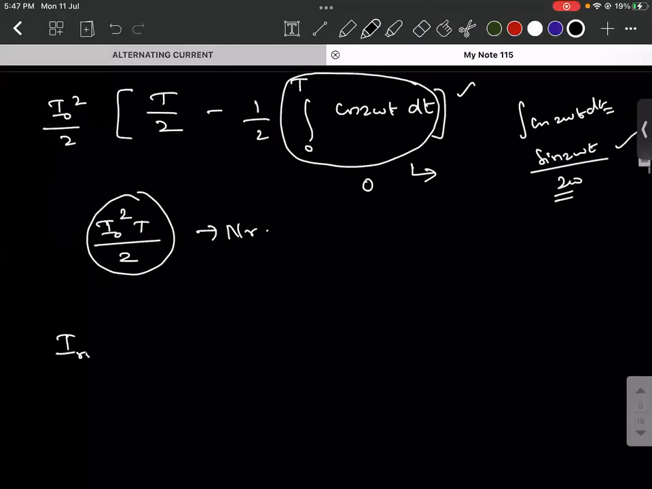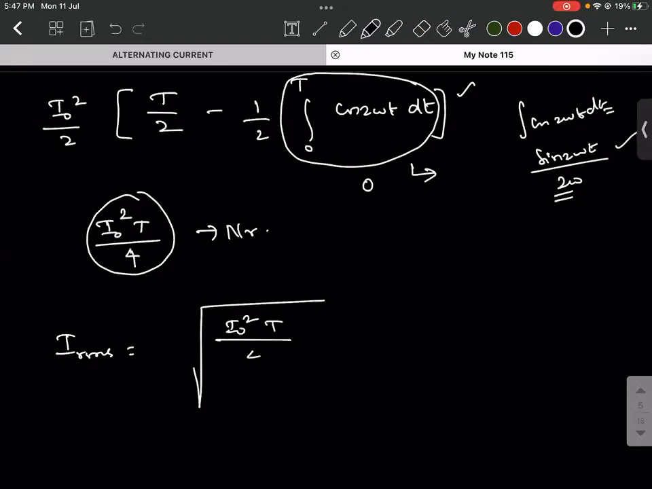Then I RMS will be equal to what? Square root of... shouldn't it be I naught square capital T divided by 4? Yes, 4. So it will be I naught square T divided by 4, divided by capital T.